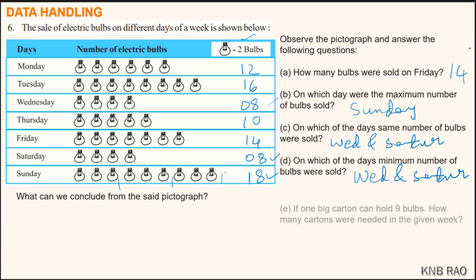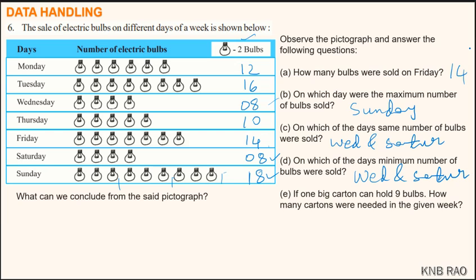Now the question is, if one big carton can hold 9 bulbs, how many cartons were needed in the given week? That means I have to count the total number of bulbs. How many bulbs are there? Total number of bulbs. You have to count like 12 plus 16, 28, 28 plus 8, 36, and so on. So 86 bulbs were sold.